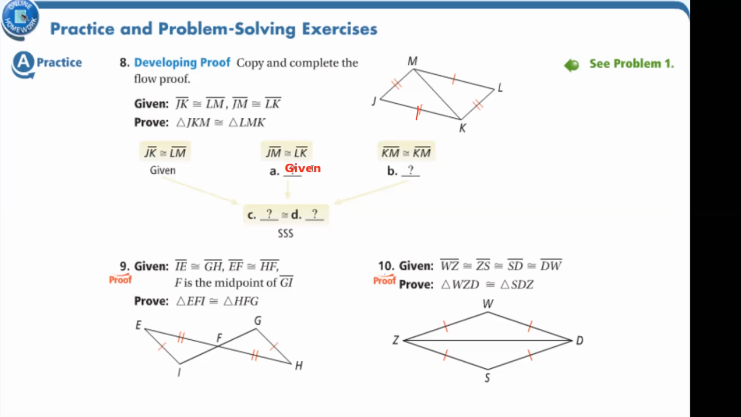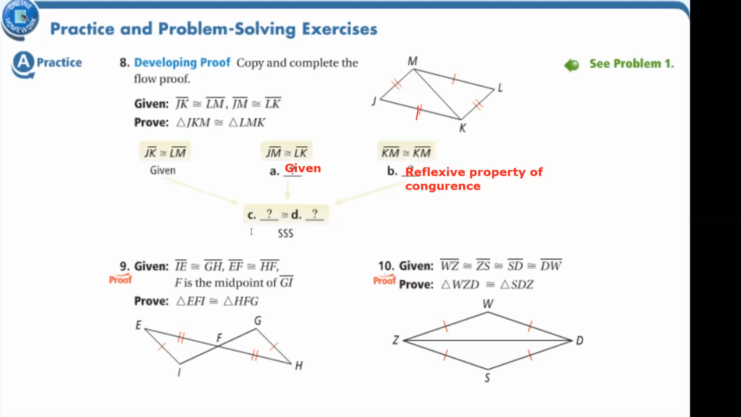Okay. Now, what about KM and KM? Because of what? I want Jana. Reflexive property. Because of the reflexive property, congruence. Okay.